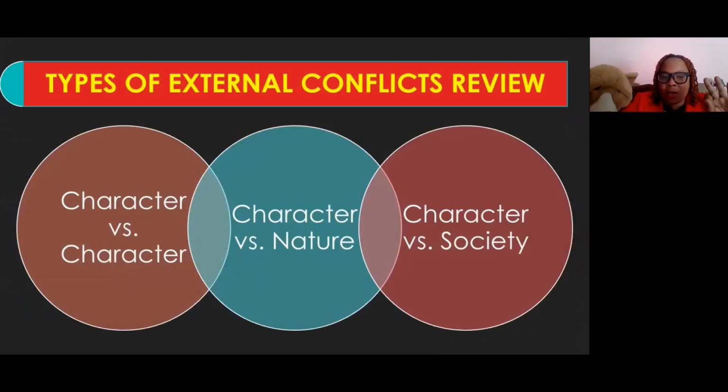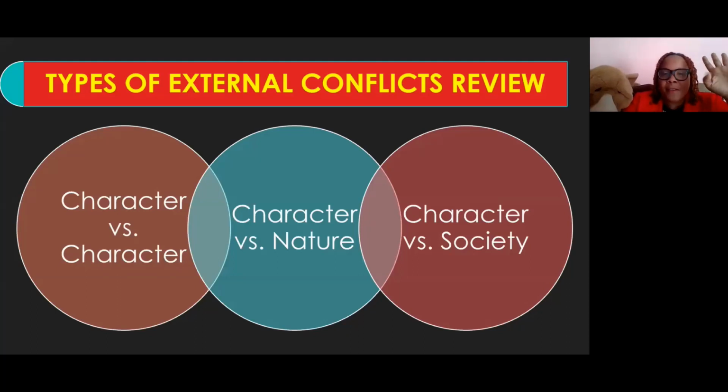And I taught you 3 types of external conflicts. The first one was character versus character. That is when the character has a problem with another character. Think of fights in school. That's an example. The next one is character versus nature. Think of Hurricane Dorian. Anytime you have a problem with something outside or something man-made, that's character versus nature. Think of the man standing in the rain, or you getting wet going to and from school.